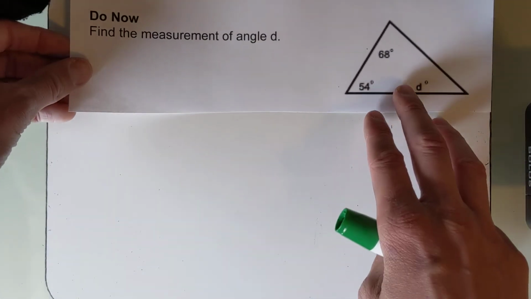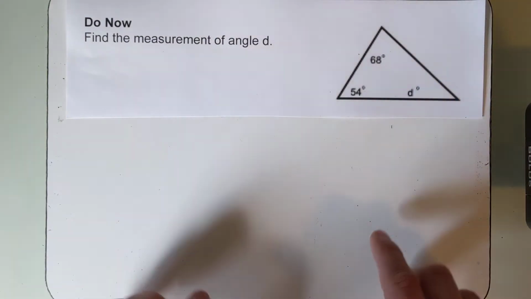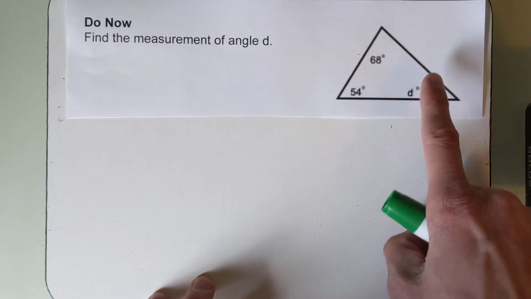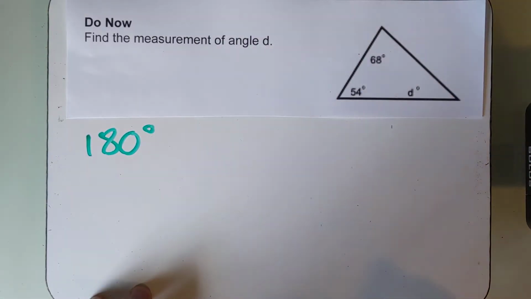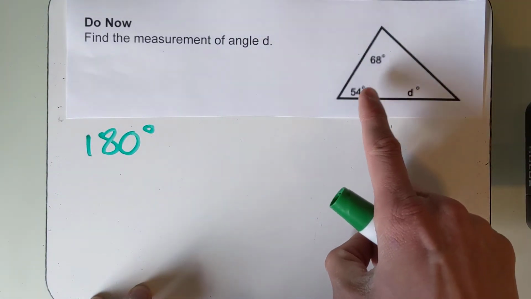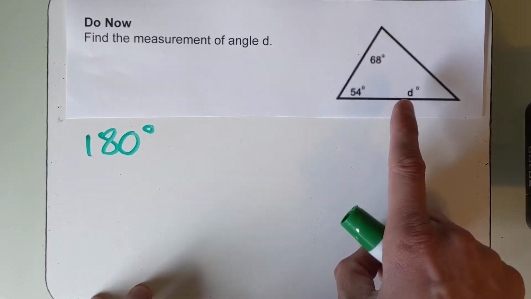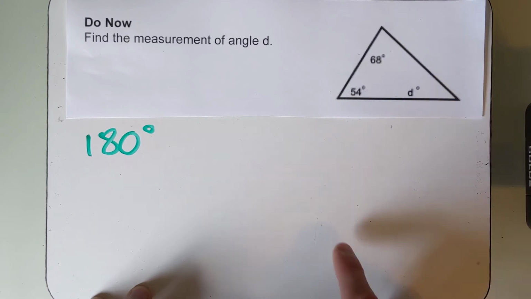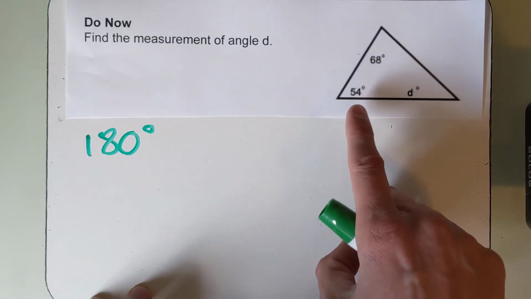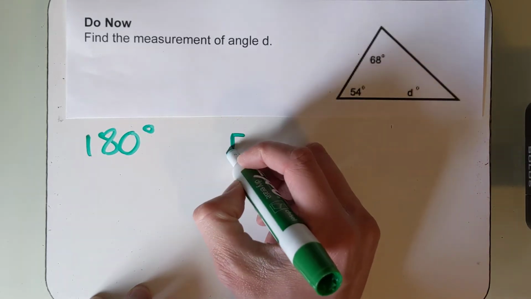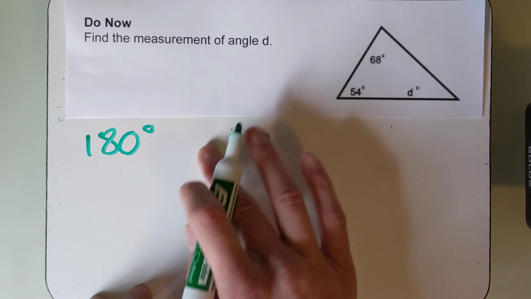Our do now is saying the following: find the measurement of our angle D. So if we know that all of these when added together equals 180 degrees, again 180 degrees, let's go ahead and figure out how much these two, if we add them up, equals. And then we're going to take our 180 degrees and subtract whatever we get, and that's going to give us this D right there. All right. So we're going to take our 68 degrees and our 54 degrees.